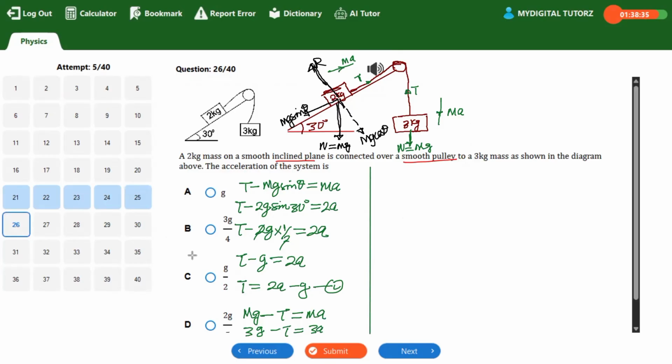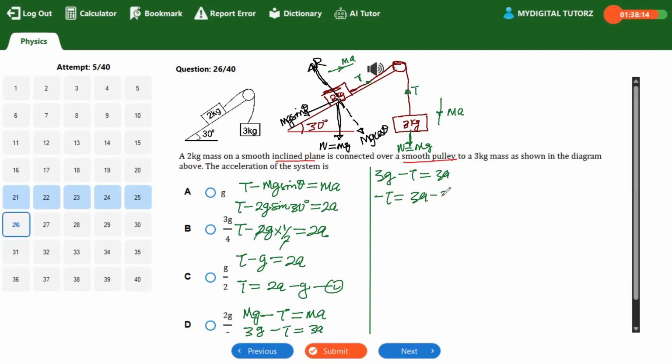Then we continue with our equation here to simplify it further. We have 3g minus t equal to 3a. We make t the subject of the formula, so we have minus t equal to what?